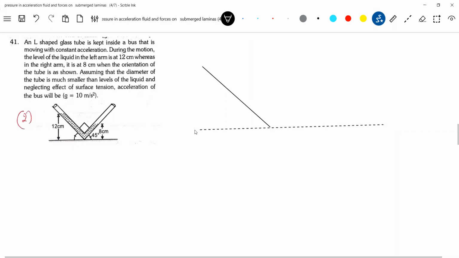And this should be 45. If you want, you can make some other angle also. That doesn't matter. If you want, I'll make it more generalized discussion. Theta 1, theta 2. The level of liquid here is.